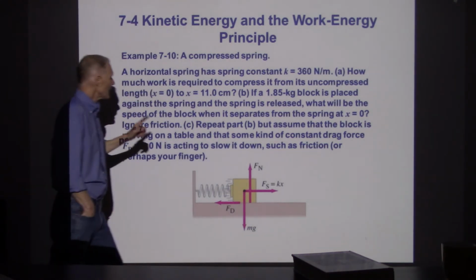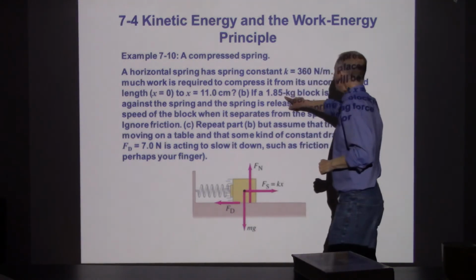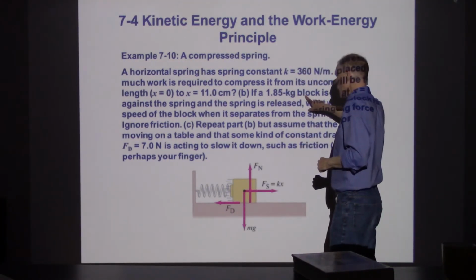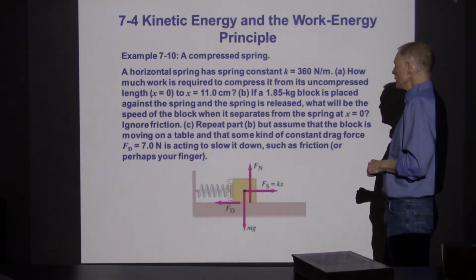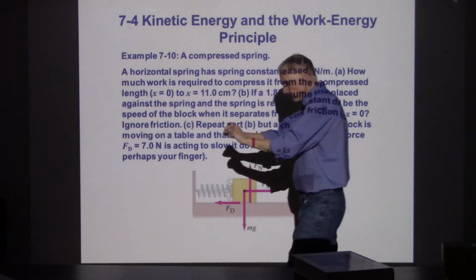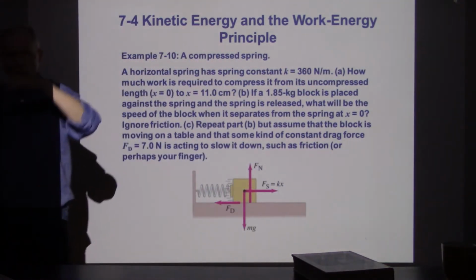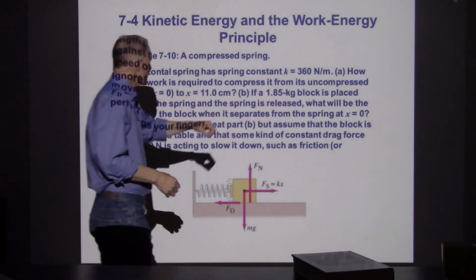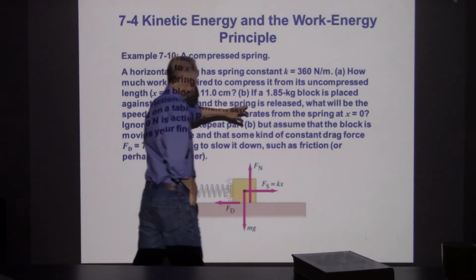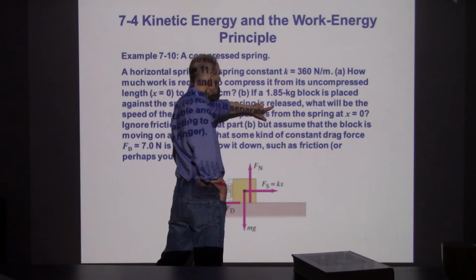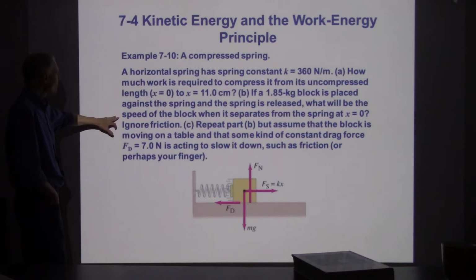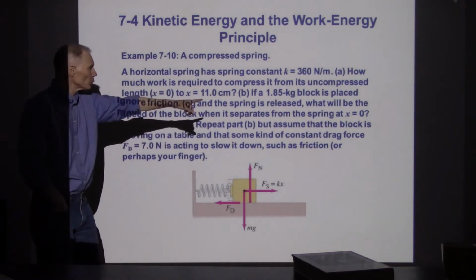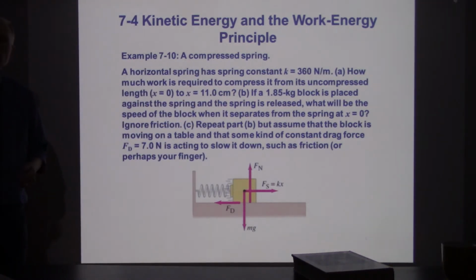Now what's going to happen next is we are going to take a 1.85 kilogram block, there's the block right there, and we're going to place it up against the spring. So we push the spring back, we place a block in front of where the spring is while holding the spring in place. And then, once everything's set up, we will let go of the block, and we would like to predict how fast will the block be traveling once it gets back to the spring's natural length.